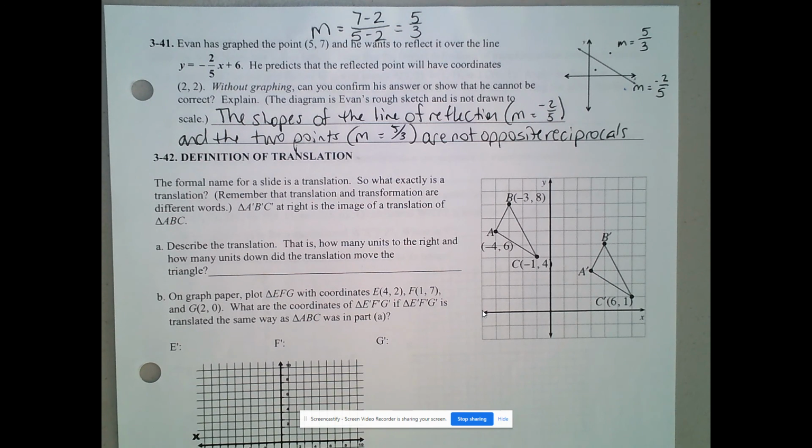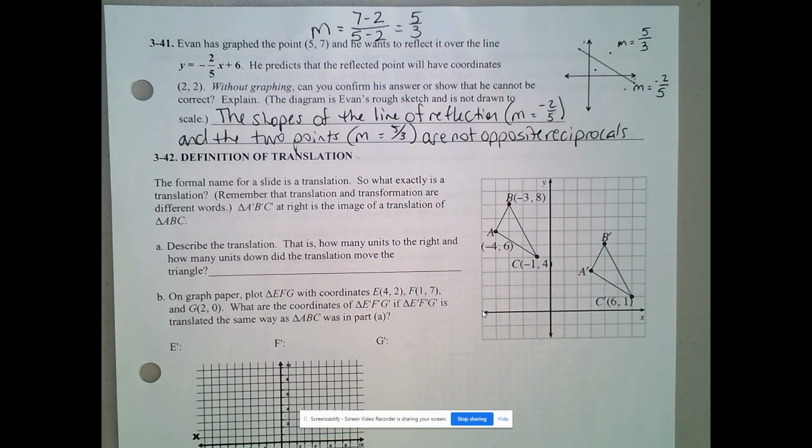All right, so translation. The formal name for a slide is a translation. So what exactly is it? Translation and transformation are two different words. Translation is the slide. Transformation is a big change, and you can think of transformers having many different types of changes. Triangle A prime, B prime, C prime at the right is the image of a translation of triangle ABC.